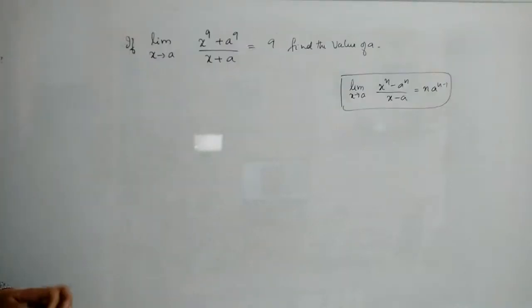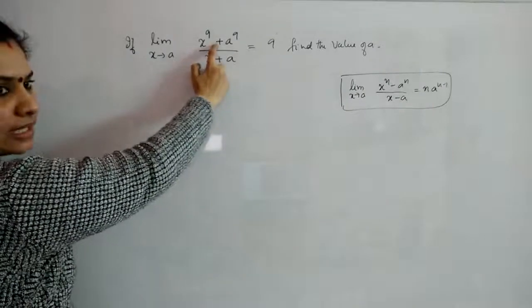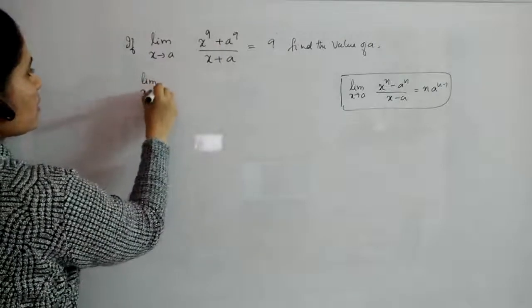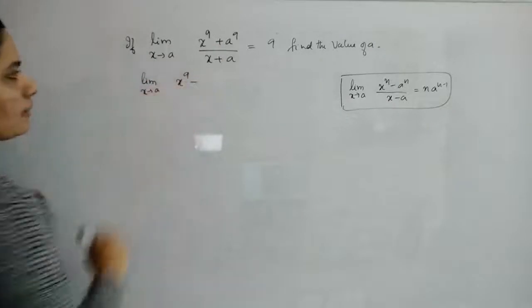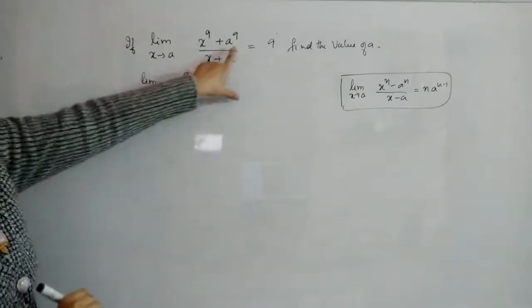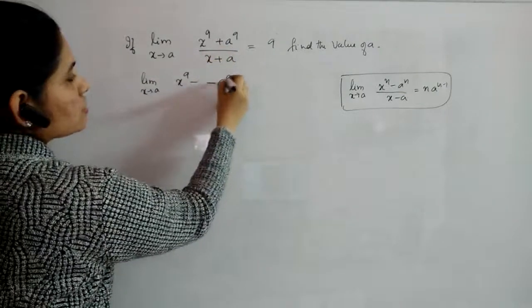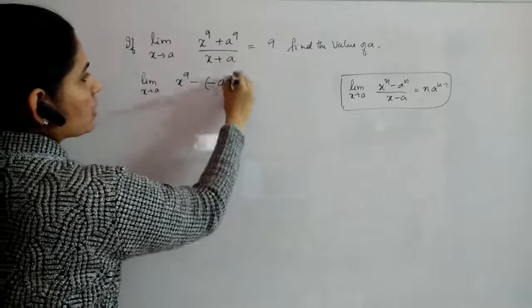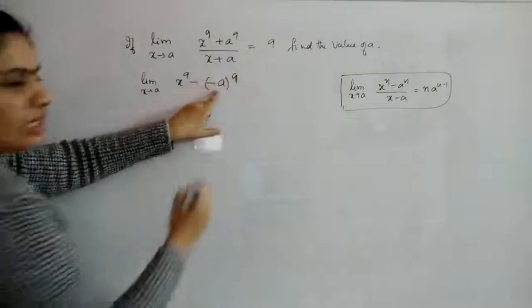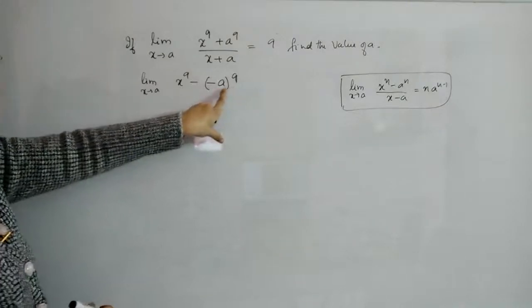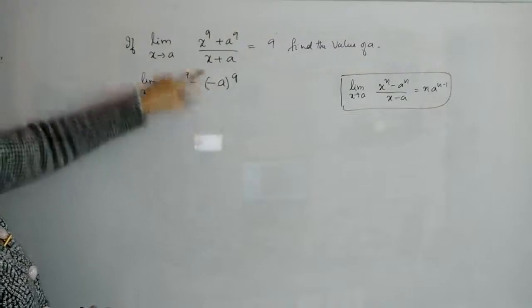Understood? For this question, we can use the limit x tends to a of x raised to n minus a raised to n by x minus a. That means here you should have a negative sign, but it is positive. So what we will do is rewrite this limit as x raised to 9 minus a raised to 9. What you can write is minus a, the whole raised to 9. What will it give? It will be negative, right? It is an odd power, so you will have a negative sign here. It will be minus a raised to 9, so that it becomes plus a raised to 9.